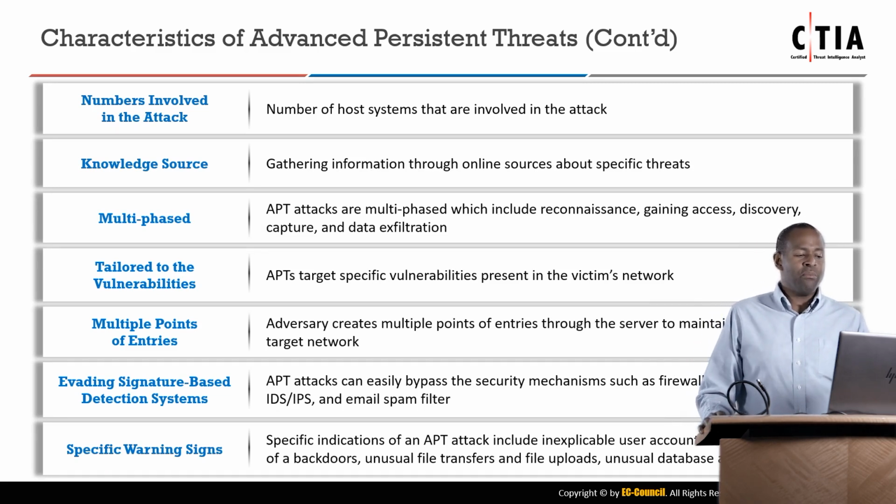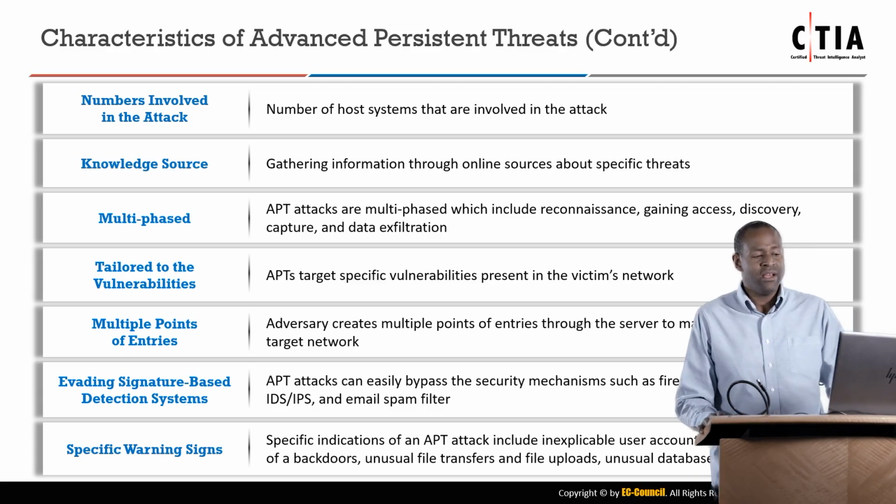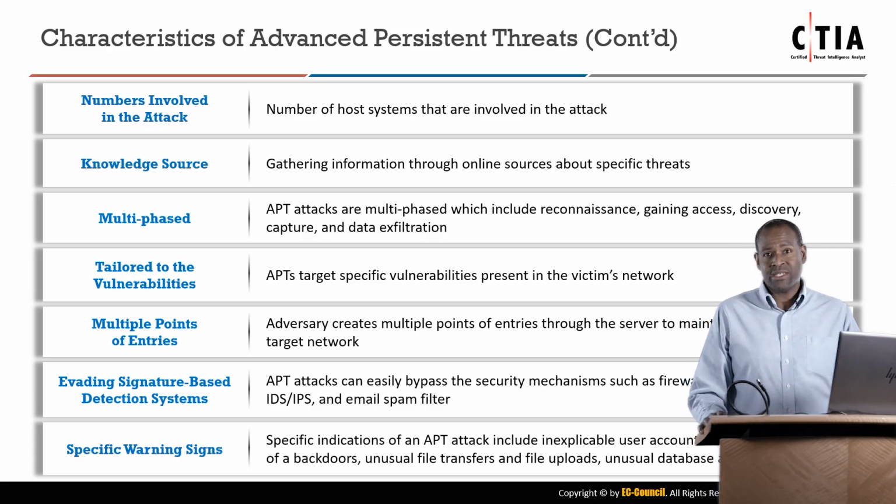Furthermore, we have numbers involved in the attack. So the number of host systems that are in the attack. So is it just one system that we've found an APT, or is it on most systems or some systems on the network? What level of the network are these in? The knowledge source, we want to find out information online about these specific types of threats that the APT represents.